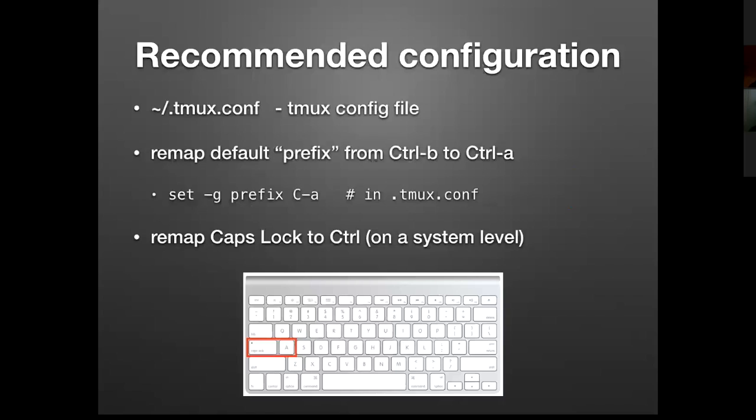So why would you want to do this? At the bottom of the slide, you can see that with these two prerequisites done, you get the nice benefit of accessing this control A prefix for tmux. It now becomes really easy to type. It's just two keys, one next to each other. And this is actually not only my recommendation. A lot of users do this. It's really popular, and it really works well if you're using Vim, which also requires pressing the control key a lot. So that is the recommended configuration.